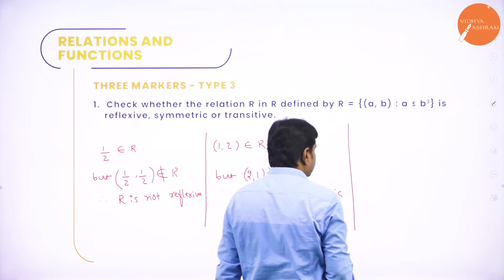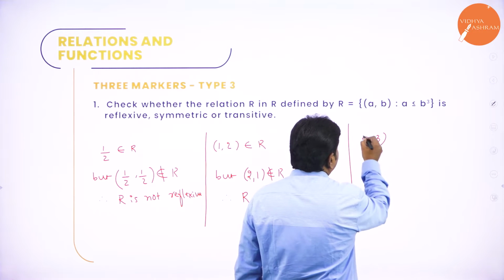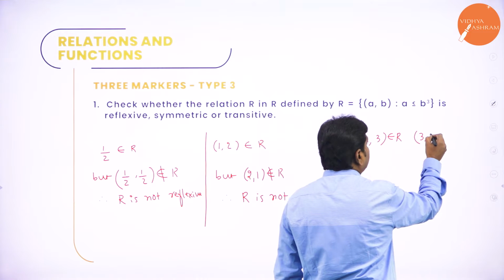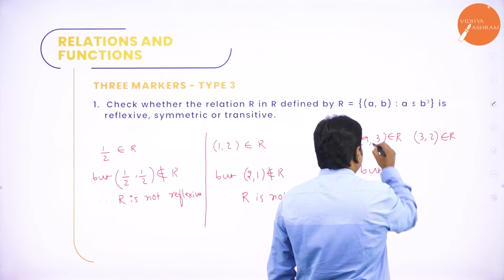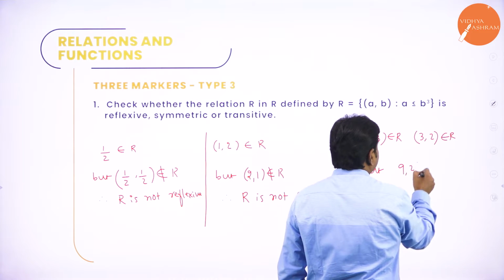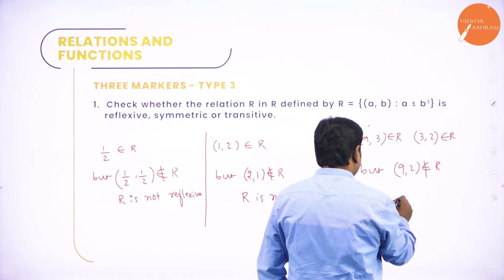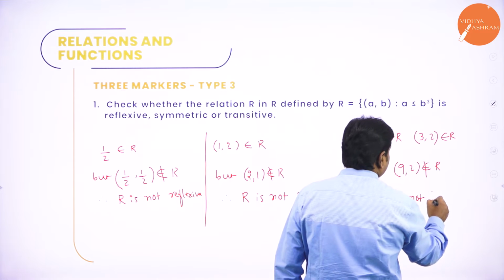Then last but important, to check transitive, I told you start with what? 9 comma 3 belongs to R. At the same time you take second element starting with 3, 3 comma 2 belongs to R, but first and last, 9 comma 2 does not belong to R. Therefore R is not transitive.